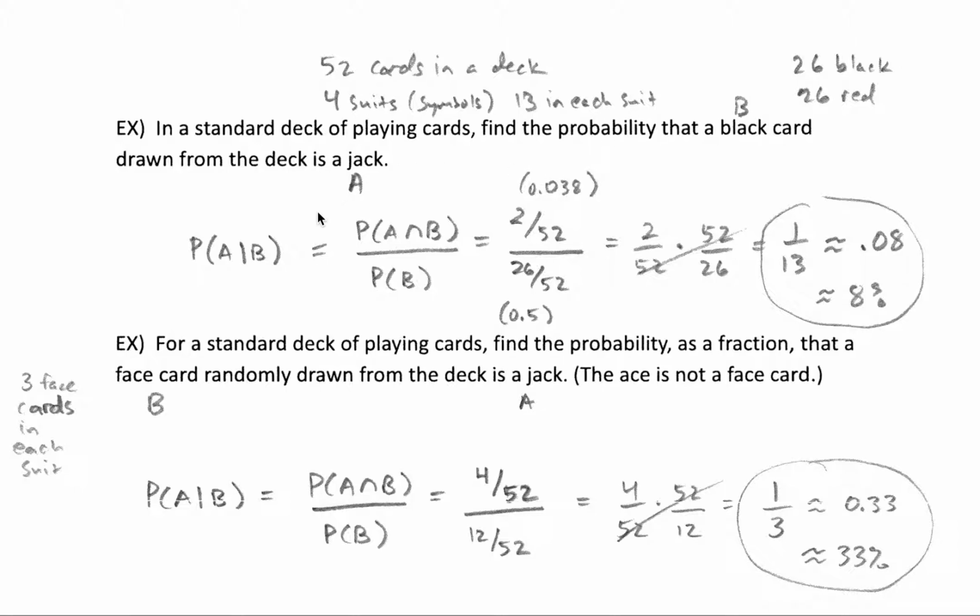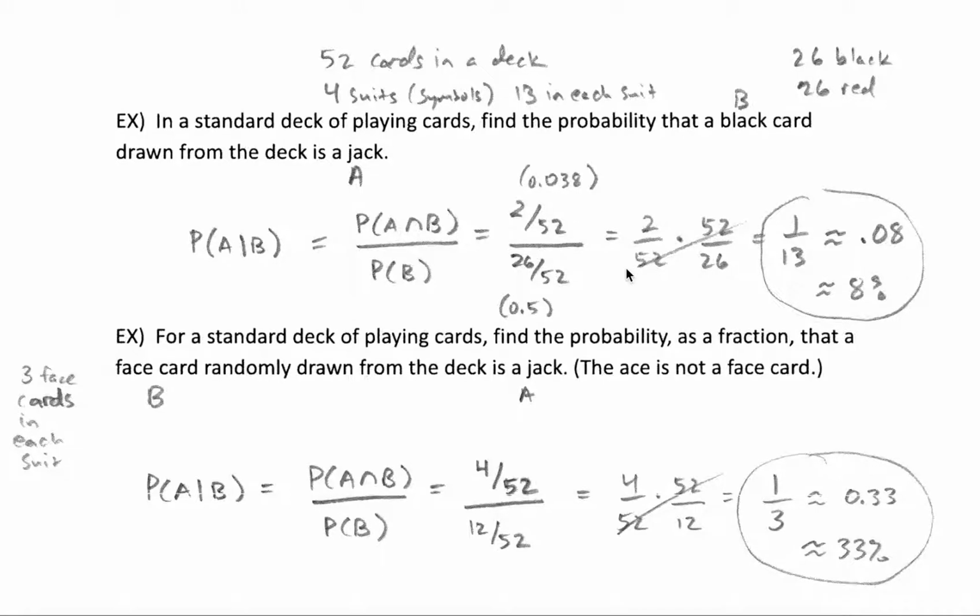But we could also use our formula, going back and proving it mathematically. We know the intersection of these 2 events, black and jack, there's 2 out of 52. And how many black cards are there? Well, there's 26 out of 52. So because our denominators are the same, we could simply ignore those and say 2 out of 26. Or we could do the division and multiply by the reciprocal. Or we could change them to decimals and divide that. Lots of different ways to play around with it, but we get the same results. Either 1 out of 13 or about 8% probability.